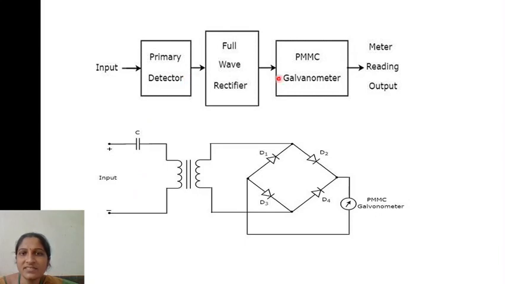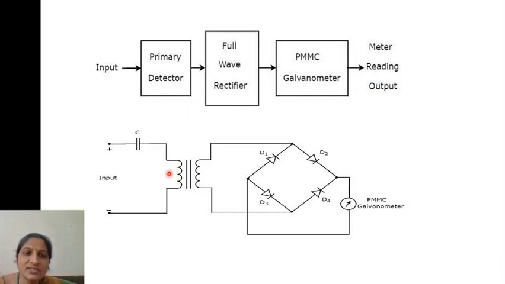You can observe this is the block diagram of the wave analyzer. The input of this wave analyzer is given to the primary detector. The output of the primary detector is given to the full wave rectifier, so that you obtain the DC value, and this DC value is indicated by the PMMC galvanometer. You can read the output here. This is the block diagram.